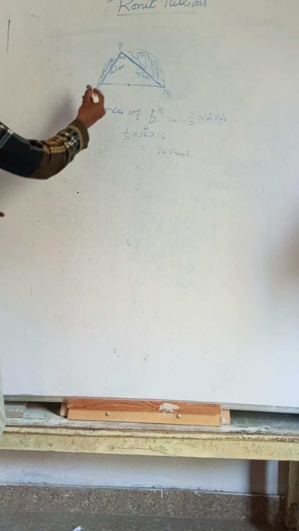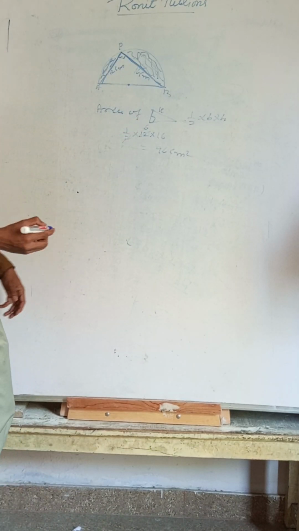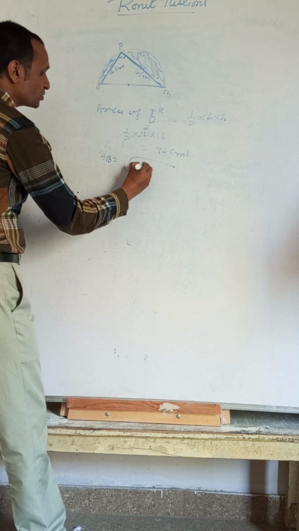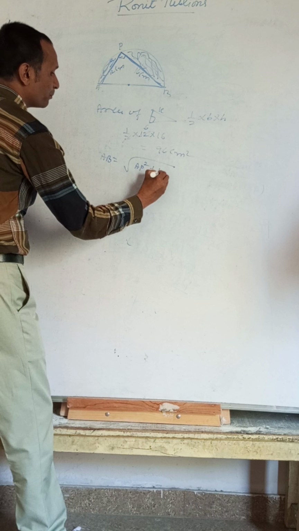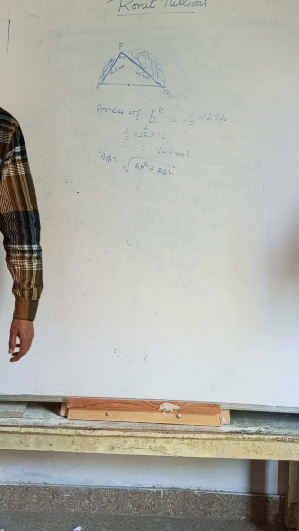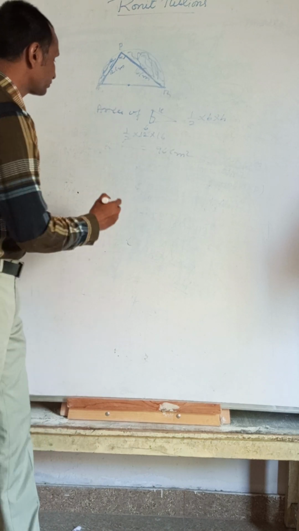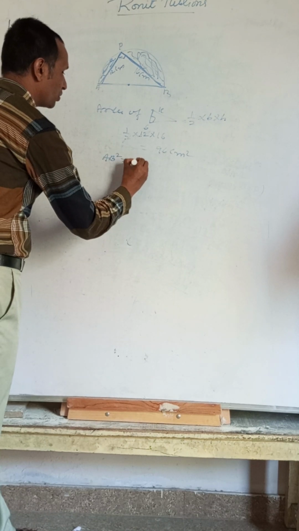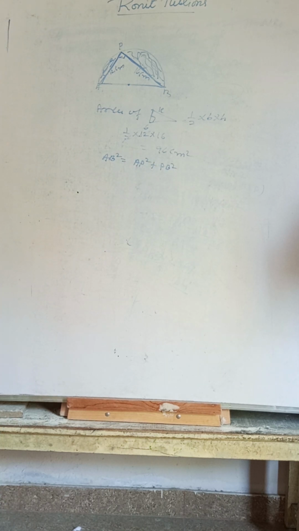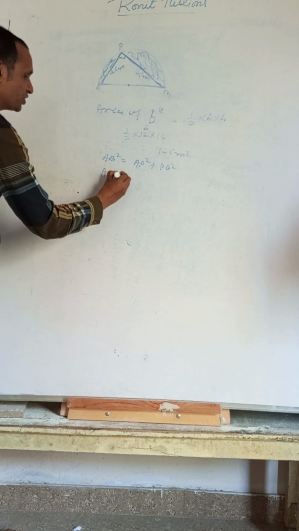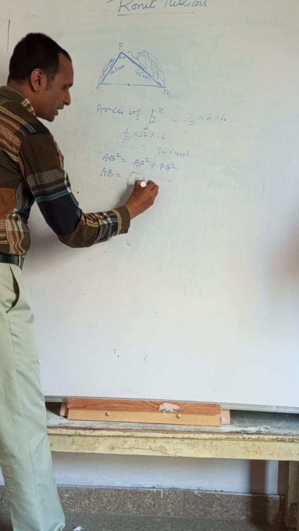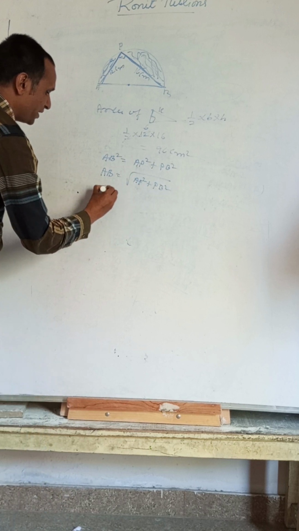So first of all, this is a right angle triangle. We are finding the hypotenuse. So hypotenuse AB is equal to what? By the Pythagoras theorem, AB is equal to root of AP square plus PB square. It can also be written as AB square is equal to AP square plus PB square. Taking the root on both sides, AB is equal to root of AP square plus PB square.